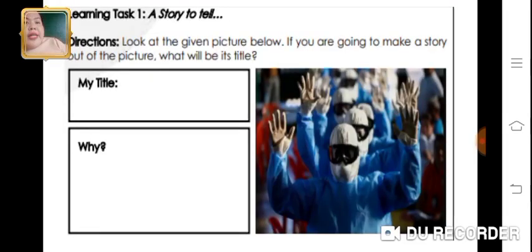So, for your learning task 1, explain ko na lang din kung paano nyo sasagutan yung mga task doon sa LEAP nyo. So, first is, look at the given picture below. If you are going to make a story out of the picture, what will be its title? So, as you can see, these are frontliners. So, ano ba yung possible na maging title nun? At bakit yun ang napili mong title? Okay?